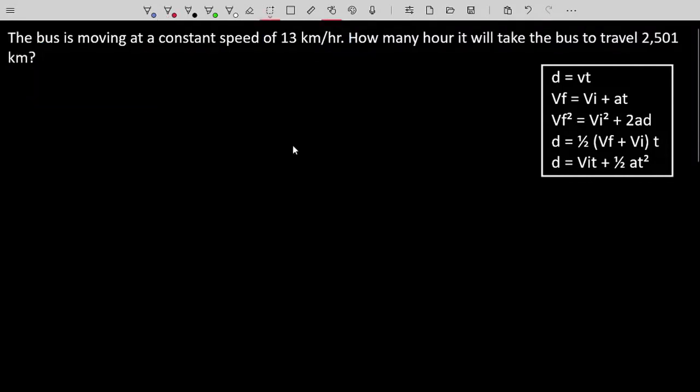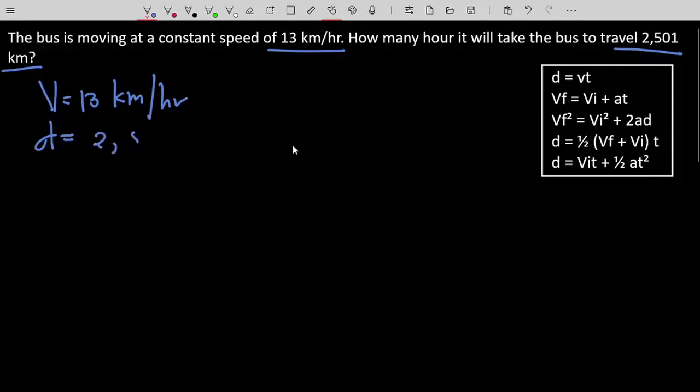Now for this example, the bus is moving at a constant speed of 13 kilometers per hour. How many hours will it take the bus to travel 2,501 kilometers? Now we know that we have to first identify the given variables. The bus is moving at a constant speed of 13 kilometers per hour, so the velocity is equal to 13 kilometers per hour. And then the bus traveled 2,501 kilometers. So therefore, our displacement or distance is equal to 2,501 kilometers.